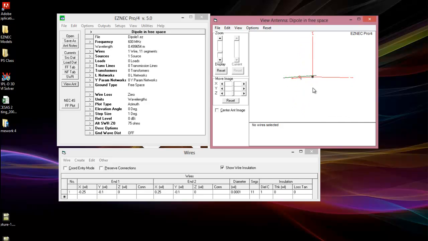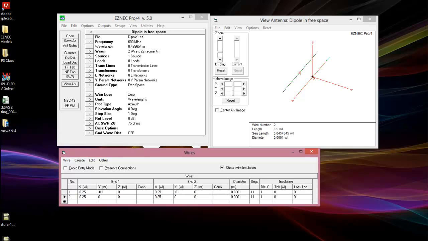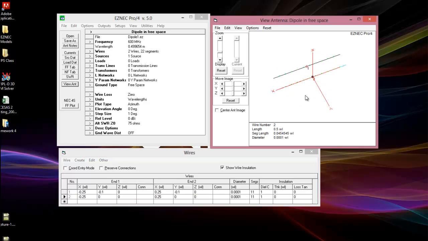So we have a reflector right now, and then we're gonna create our driven element, 0.25, and this is gonna be at 0, 0, 0.25, and this is gonna be 0, 0, and the rest is the same, so you just type enter. So now we have the reflector, director, and driven element. Now we need to create our driven elements.